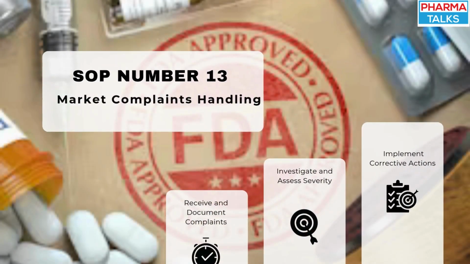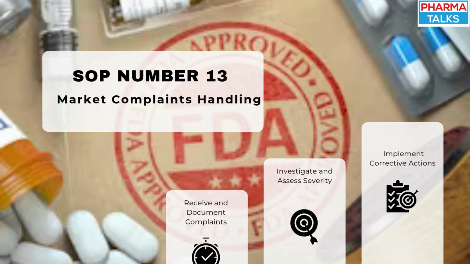SOP number 13 covers the handling of market complaints, which are reports from customers or the public about potential issues with products. It's crucial to have a procedure for handling complaints to address issues quickly, maintain customer satisfaction, and ensure product quality. The SOP defines the steps for receiving, documenting, investigating, and responding to complaints.